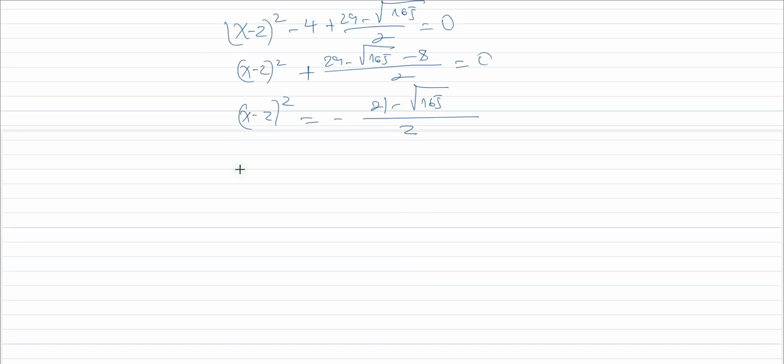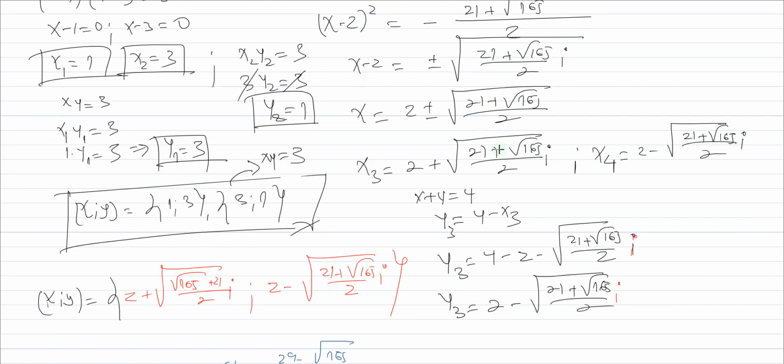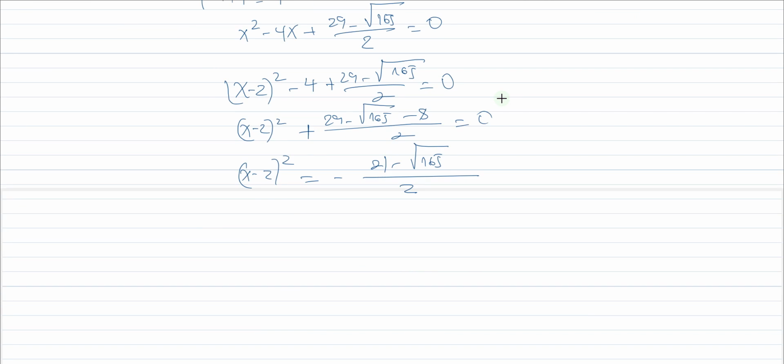So guys, as we solved here, we're just going to do the same thing. What actually changes is this sign here, the positive, and here we have a negative sign. So we can say here that x is going to be equal to 2 plus or minus square root of 21 minus square root of 165 divided by 2. Remember that this is going to be a negative number. We have negative here. This is going to be a negative number. So this is i. Okay.